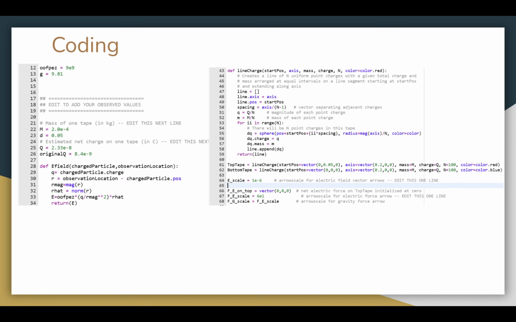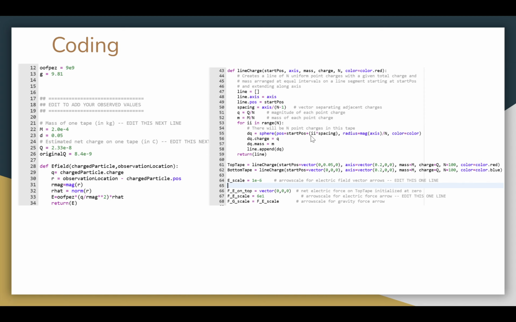Taking a look at the coding now, you can see our original estimated values as well as our E field being defined here on the left. And this is basically just creating the electric field from the bottom piece of tape onto the top piece. And you can see that's why we're returning E. And this is simply coding in the E field equation that we discussed prior.